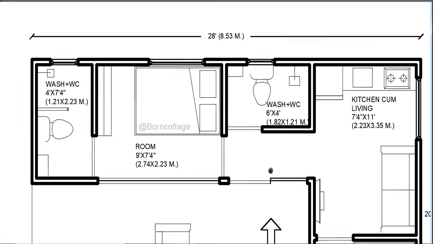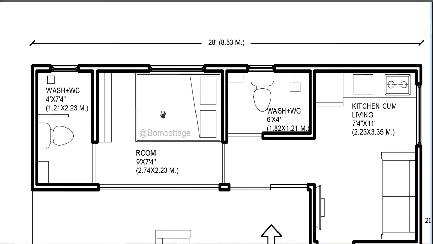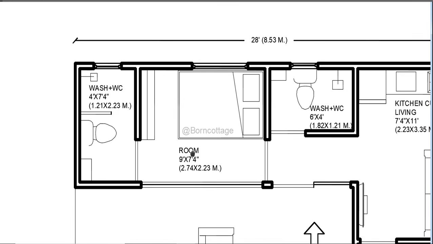On the left side we have bedroom number 1 here. You can see here the bed arrangement, wardrobe arrangement, and also we have a large size window for ventilation and light purpose, and we have a large size glass panel for light purpose also. On the left side we have an attached washroom plus water closet with this room.